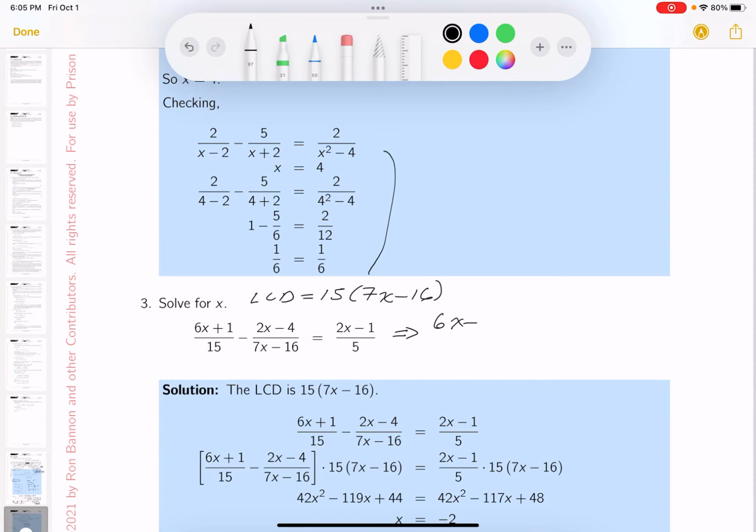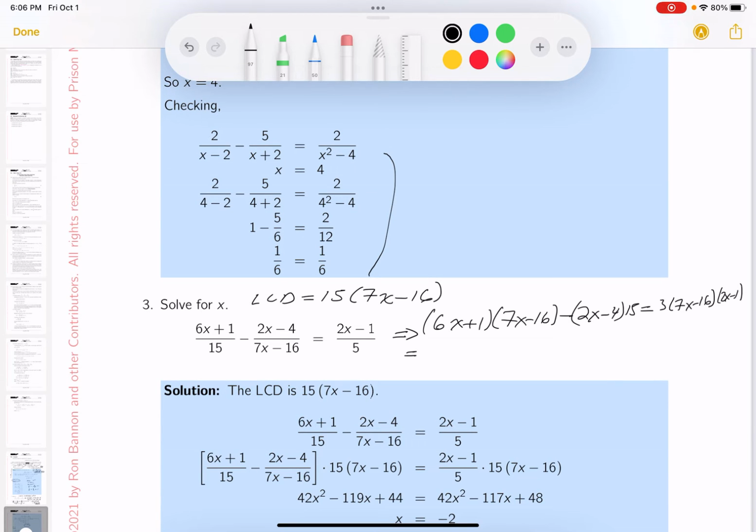I would get 6x plus 1. The 15 cancels, and I get 7x minus 16 minus, what would you get there? You would get 2x minus 4. That's the top. 7x minus 16 would cancel, and I left off at 15 equals, well, what would I get there? Let's see, 5 goes into 15 3 times. I would get 7x minus 16, and I'd get 2x minus 1. Looks like it might be some work, right? Let's go through it. And certainly, when I say go through it, I mean really go through it.